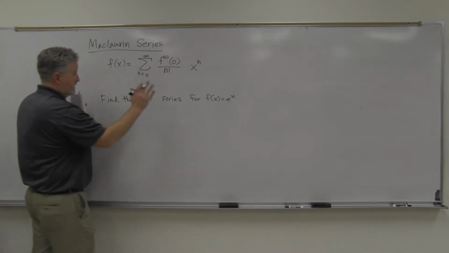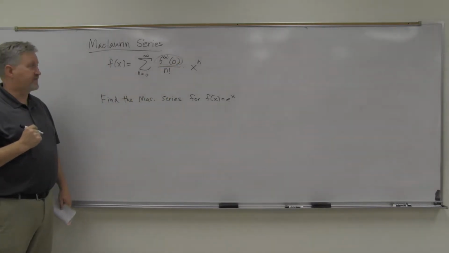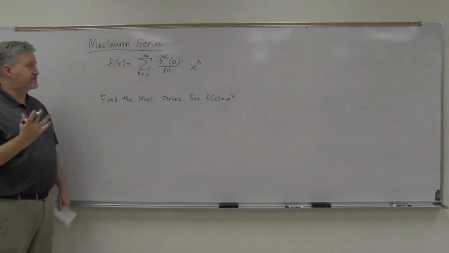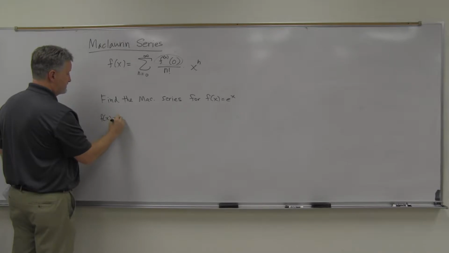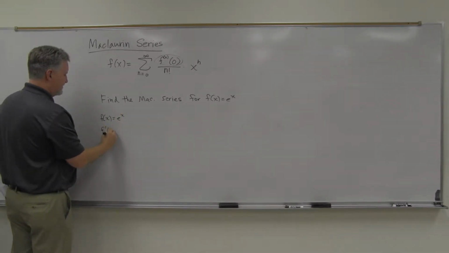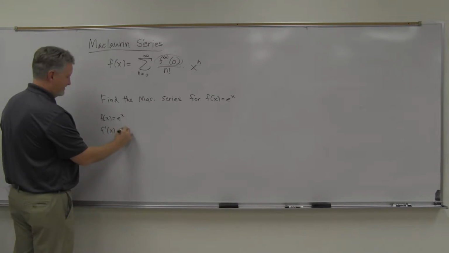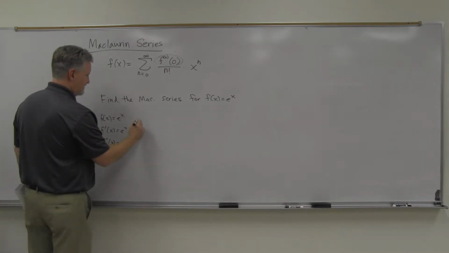So again, same process. We need to come up with that formula, if you will, that expression. And so we'll just start over here with some derivatives, and this is a real easy one. The first derivative is e to the x. Second derivative is e to the x. So this is about the easiest one you can get.